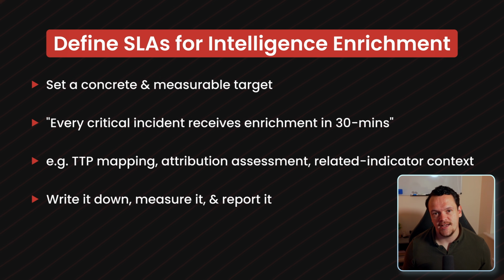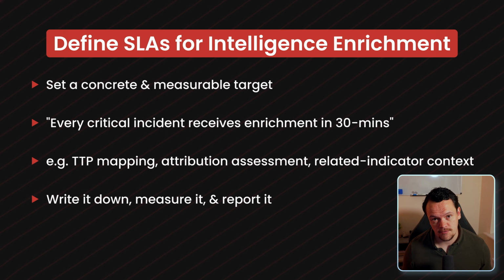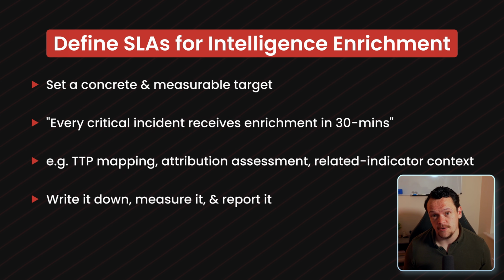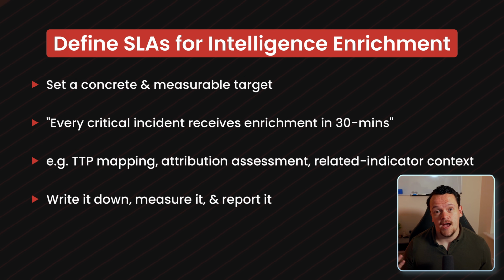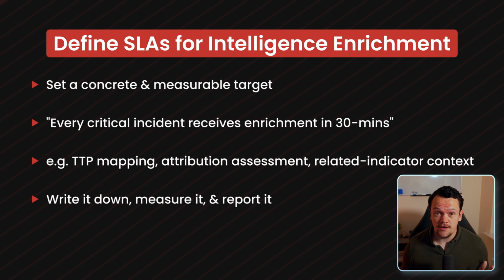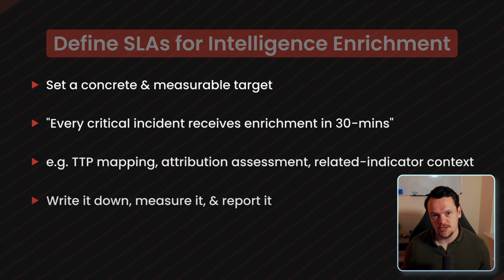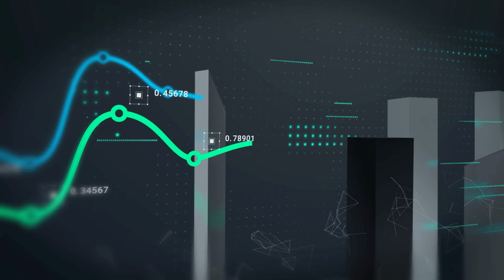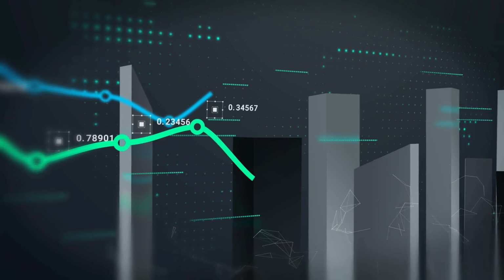So what are some of the goals you can aim for in phase 3? Well, you want to define your SLAs for intelligence enrichment. Say every critical incident ticket receives a CTI enrichment, TTP mapping, attribution assessment, related indicator context, within 30 minutes of triage escalation. Write that down, measure it and report on it. That's a CTI 2 response practice.